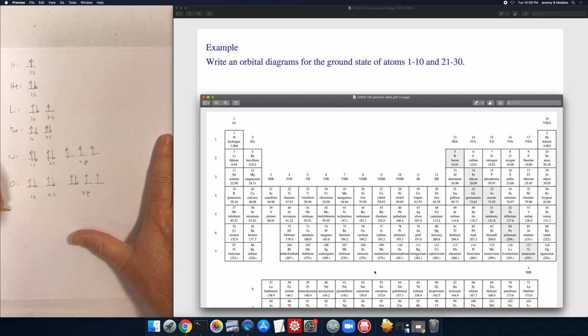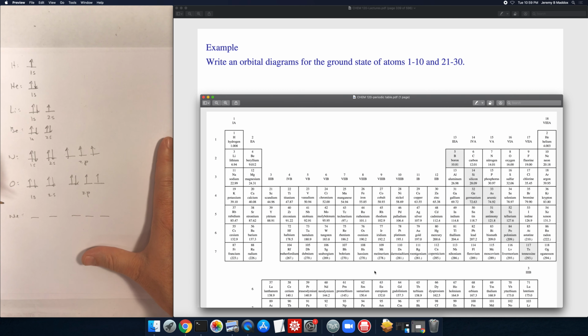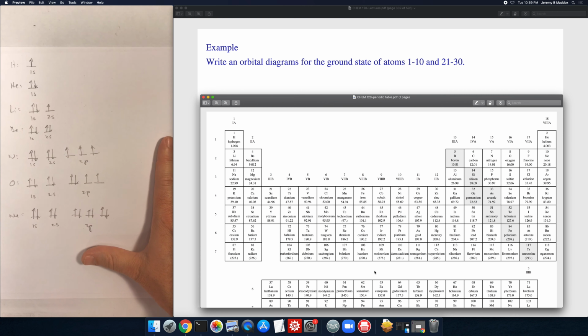For neon, you've got a total of 10 electrons. 1, 2, 3, 4, 5, 6, 7, 8, 9, 10. Completely filled, all electrons paired. Neon is a diamagnetic species.